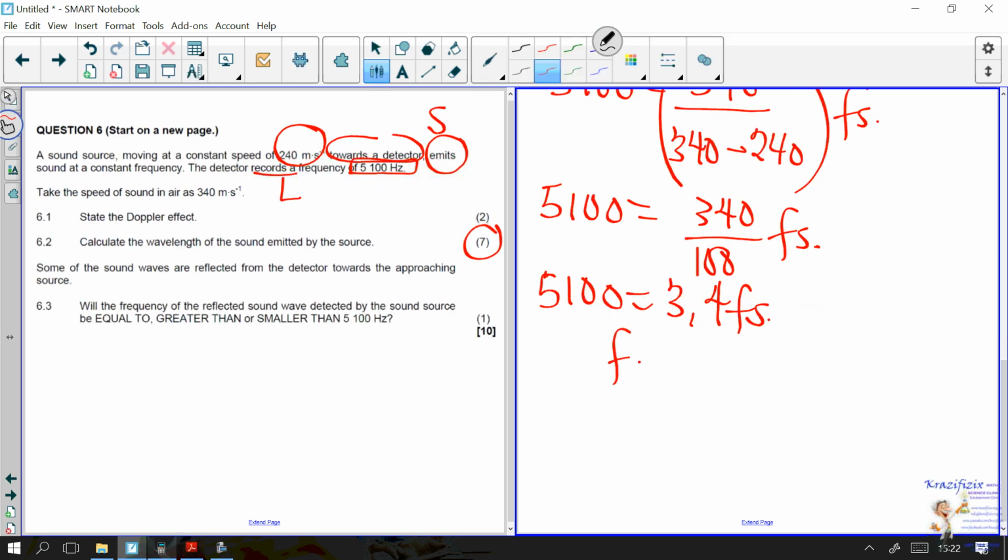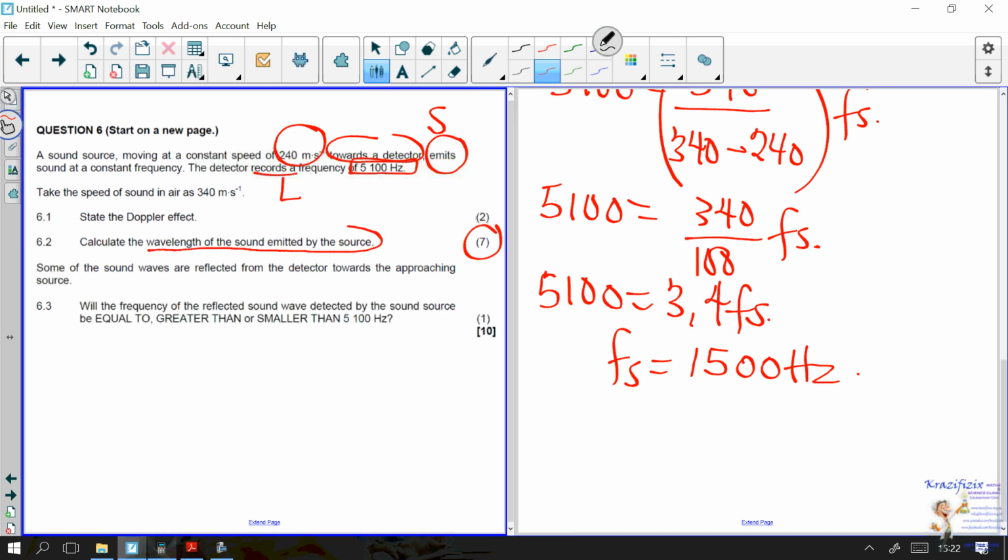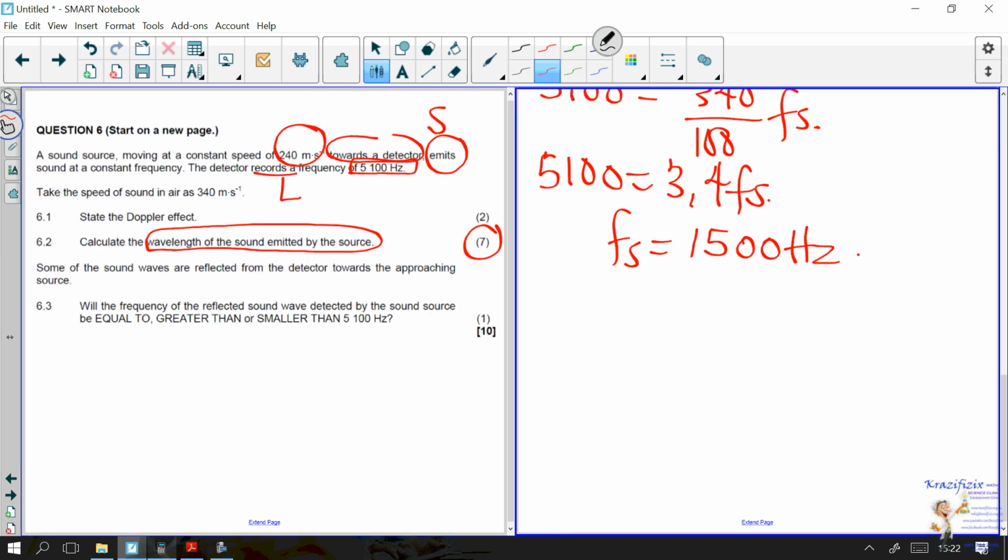Frequency of the source is what? 1500 hertz. But what am I looking for? Wavelength of the sound emitted. And I want to help some of us here. Now, this is the frequency of the sound waves. I am looking for wavelength.